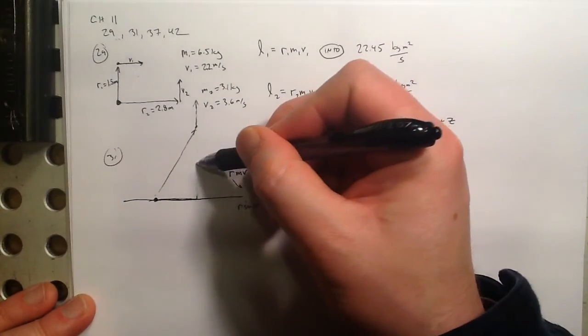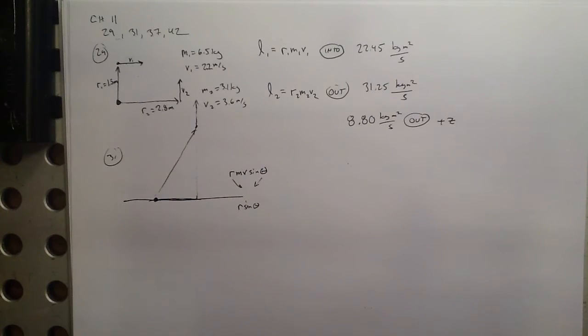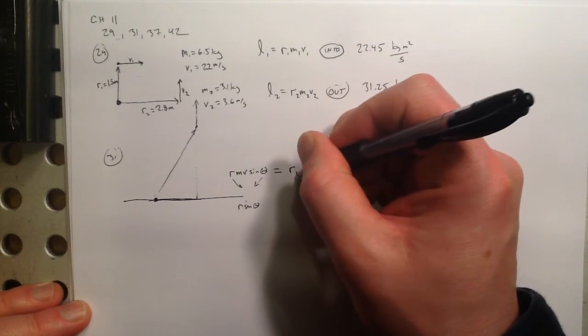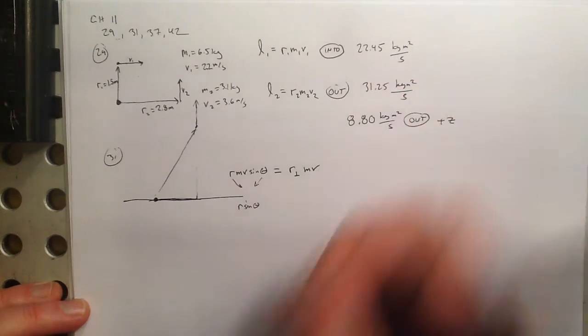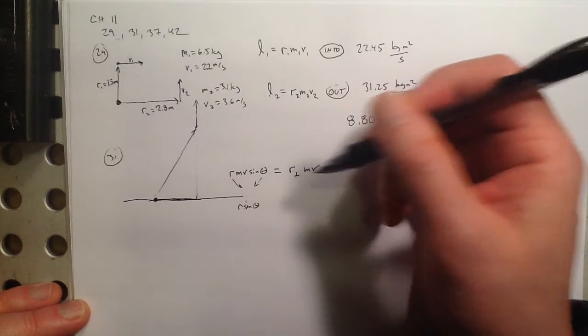It doesn't matter if it's here, here, here, here. R sine theta is always that perpendicular part. And sometimes you even see this written like that, the perpendicular part of r, where we understand that this is r sine theta.